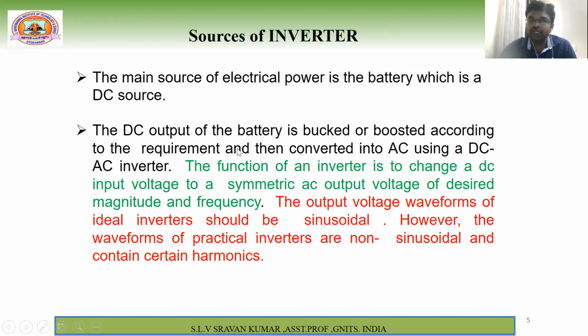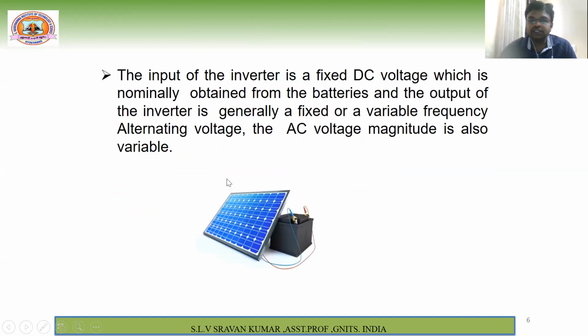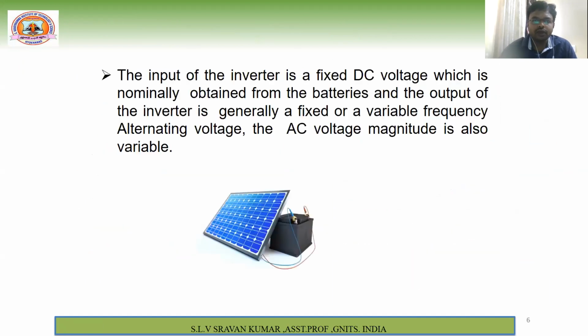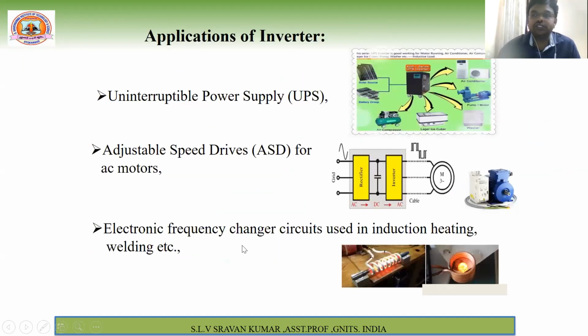Here, the sources of an inverter may be a battery or DC source, or we can use a fuel cell or solar panel. So we'll see that. Now see, this is a solar panel and we can store the energy in this battery. So these are the sources we can use. And coming to the applications, where we are using this.